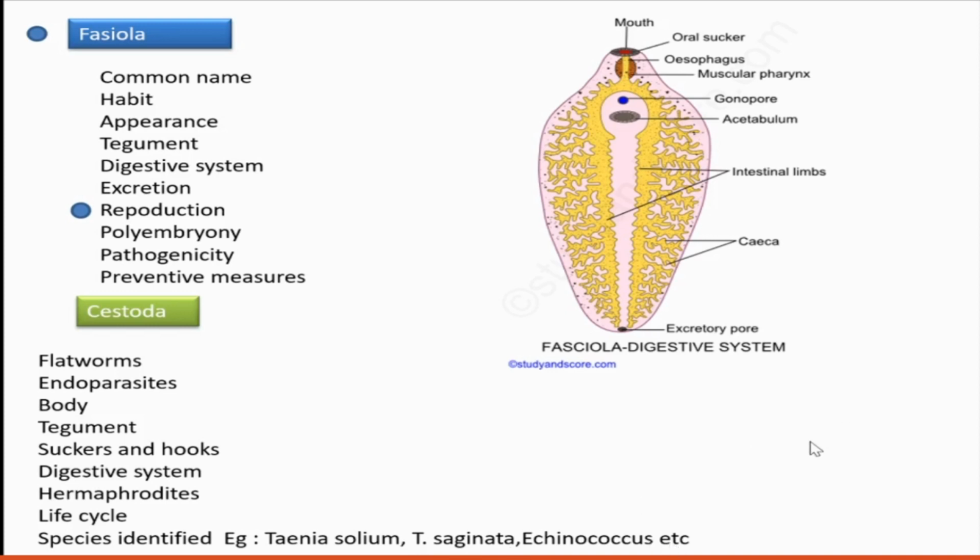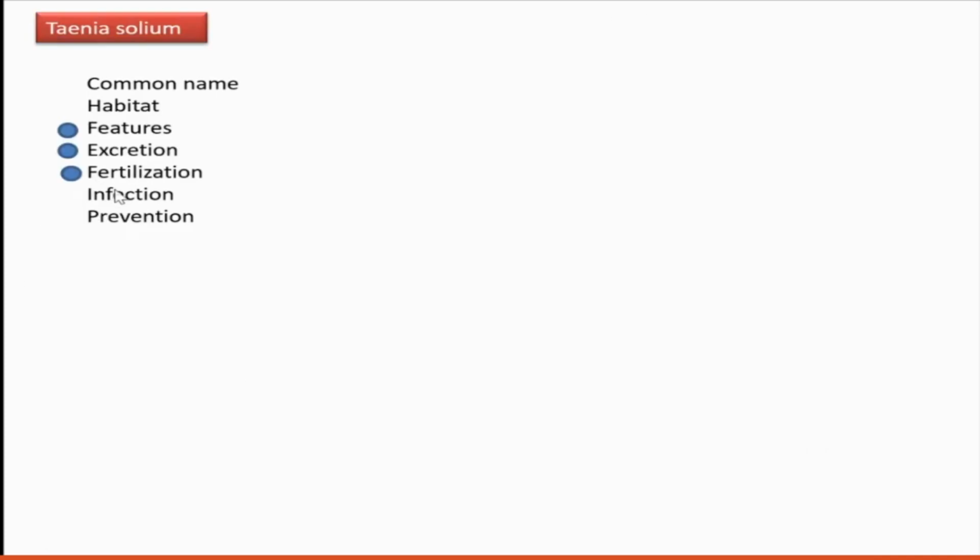So we are going to see its example, that is Taenia solium. Okay, Taenia solium. Its common name we just heard: it is called a tapeworm. Along with that, one more word is added: pork tapeworm. So its common name is pork tapeworm.